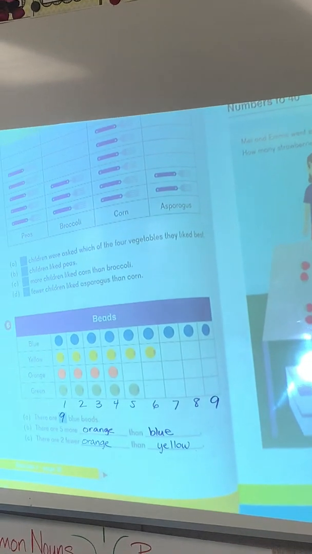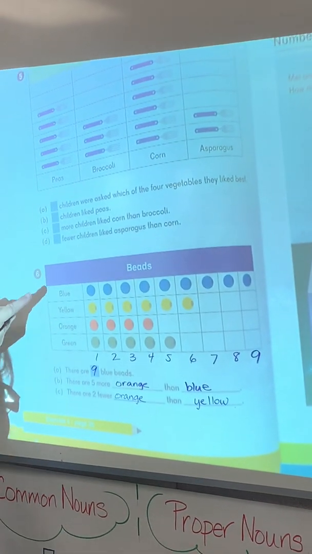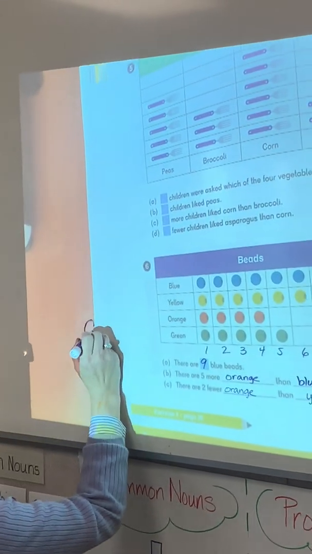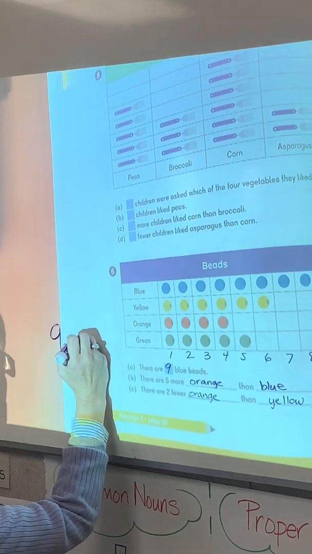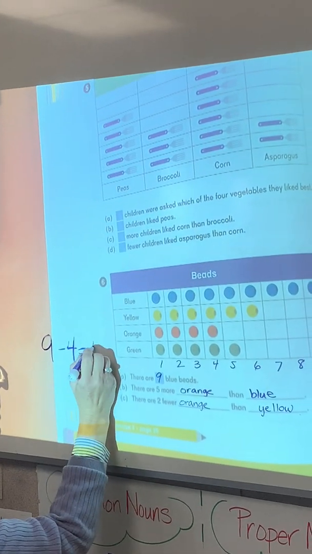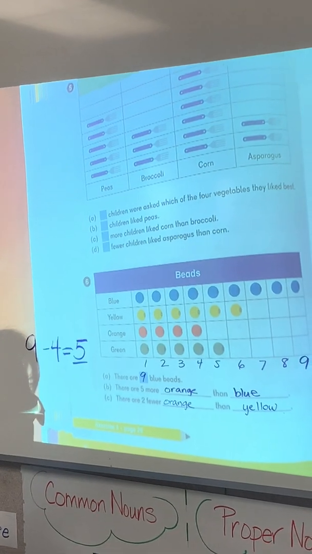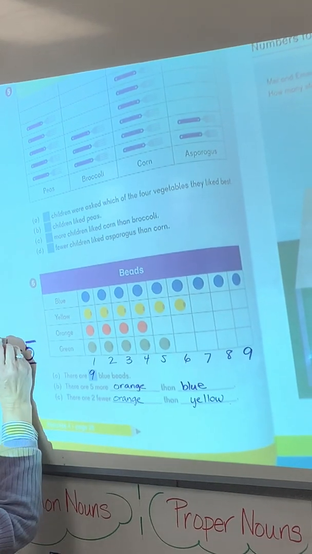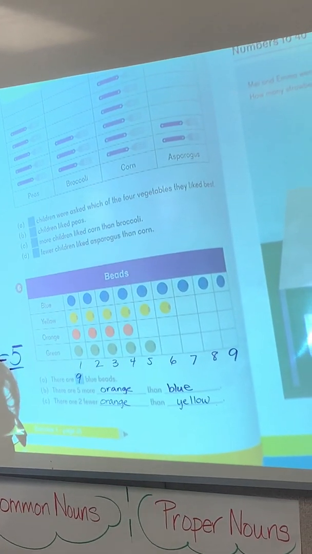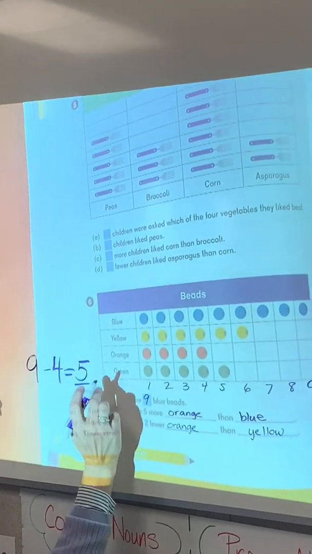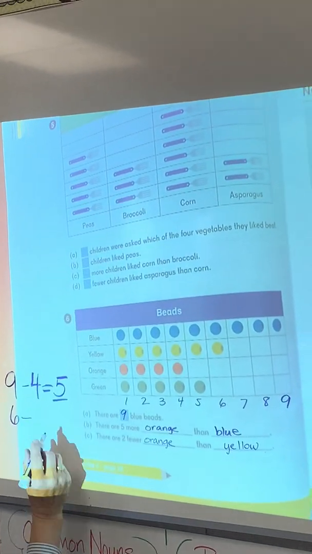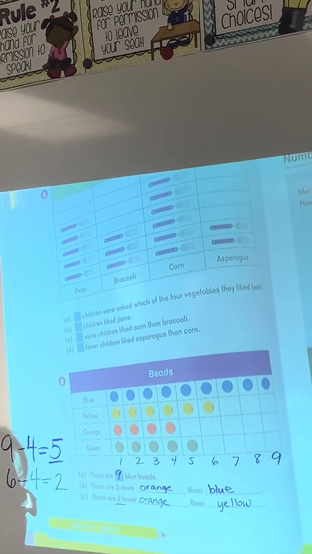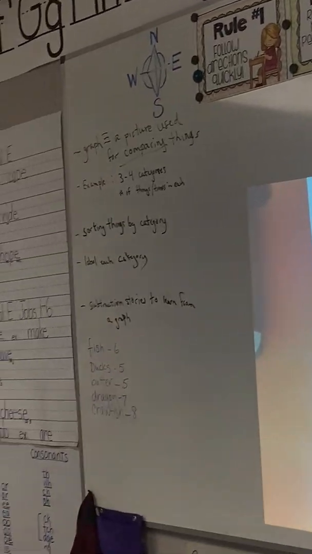That's one way to do it, or you could do the equation if you wanted. For the top one, there are 5 more orange than blue. You could take blue is 9 and orange is 4. That equation equals 5. You could do it for each one and then find the one that actually fits this equation. For the orange and yellow, there are, looks like 6 yellow and 4 orange. So there are two fewer orange beads than yellow.